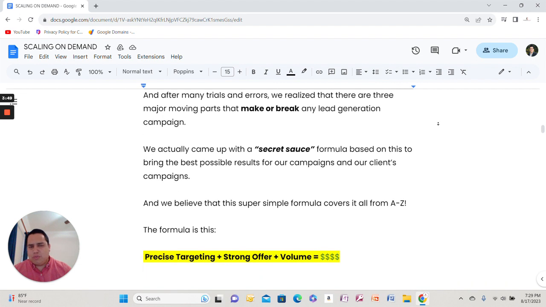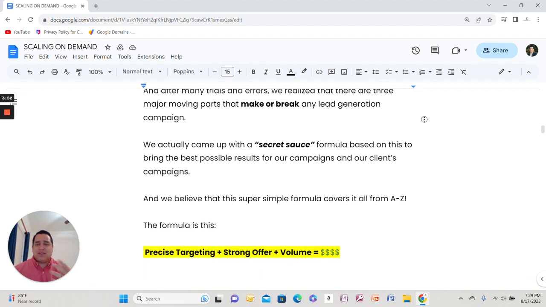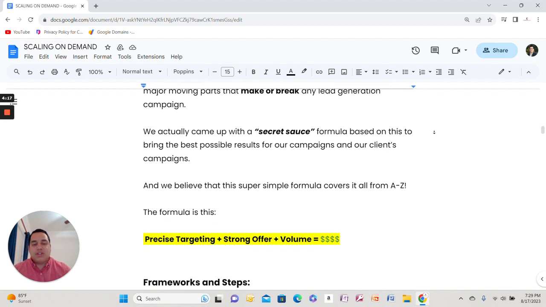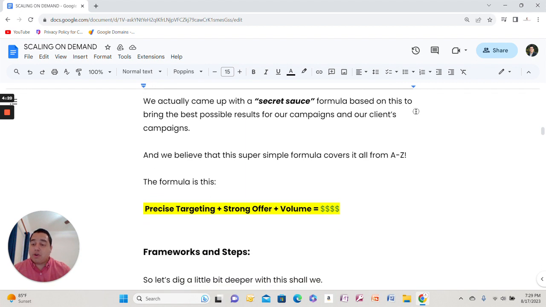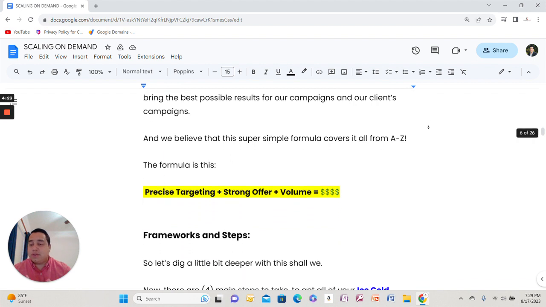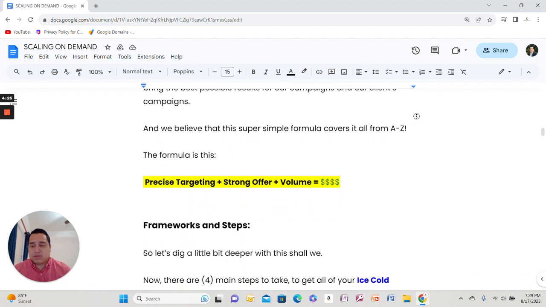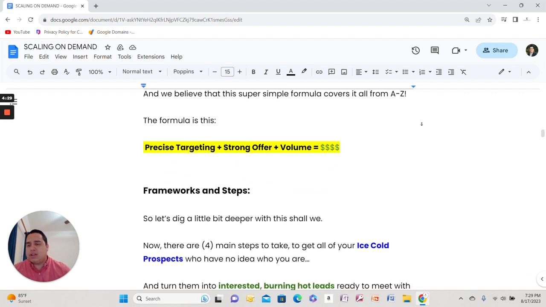And this formula is super simple. You can see it there. It covers everything from A to Z, from starting process to the end process. And the formula is this: precise targeting. Know who you're speaking to. Have knowledge of who your ideal prospect is. Then strong offer. Create a strong offer around that. What message is going to resonate with them in this market, and then do so at a scalable volume rate. So now you're sending to more and more of these people with the correct messaging. After doing that, cash flow. Sky's the limit.